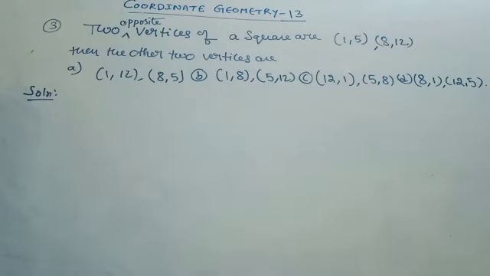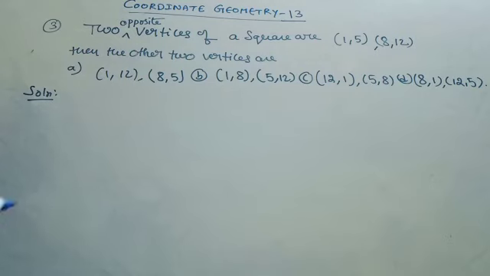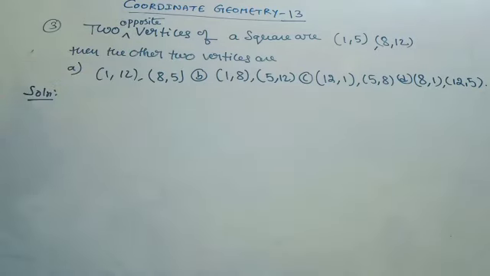Now the third problem of this video. Two opposite vertices of a square are (1, 5) and (8, 12). Then the other two vertices are what? It's a nice problem in JEE Mains.